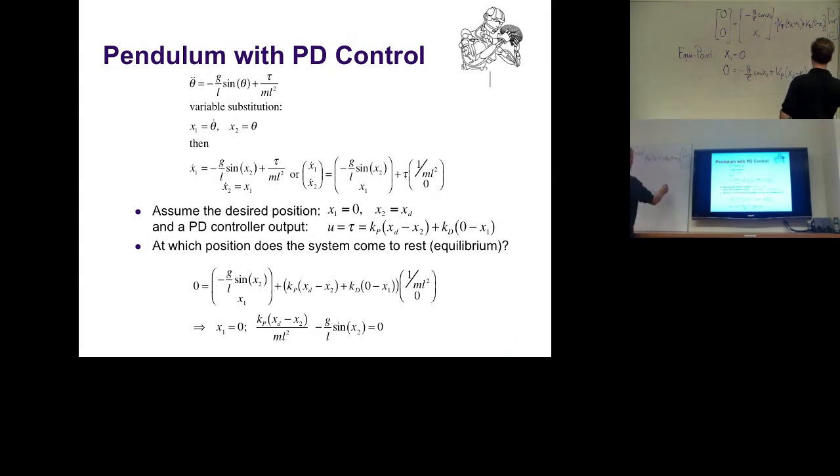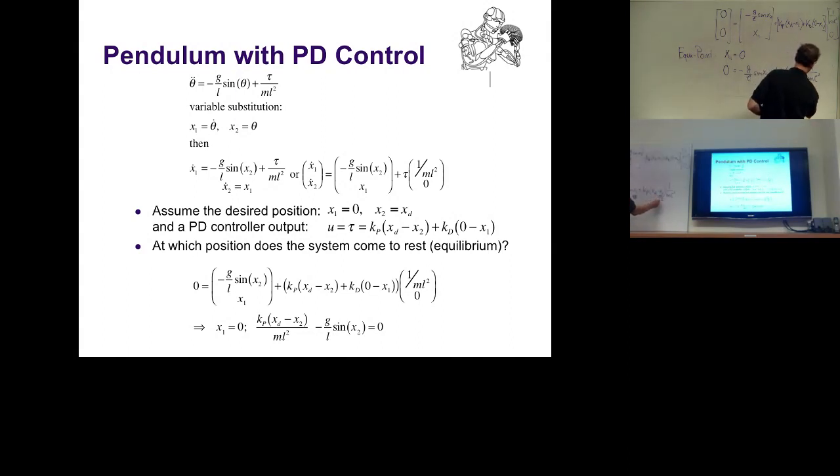And that has to be multiplied by 1 over ml squared. Okay, now that describes, hopefully correctly, let me double check what's here. That describes our equilibrium point for the position variable. Now all we have to do is essentially solve for x2.